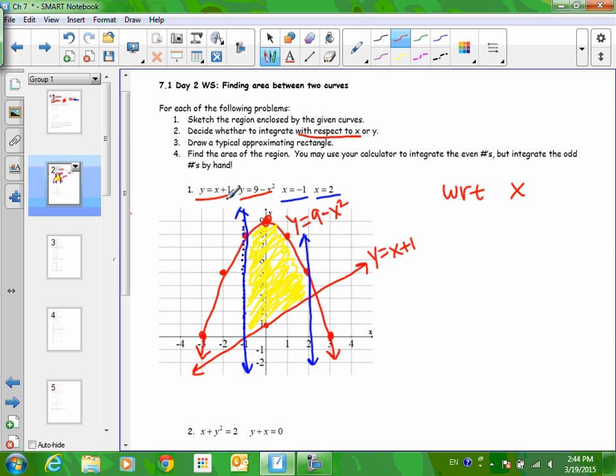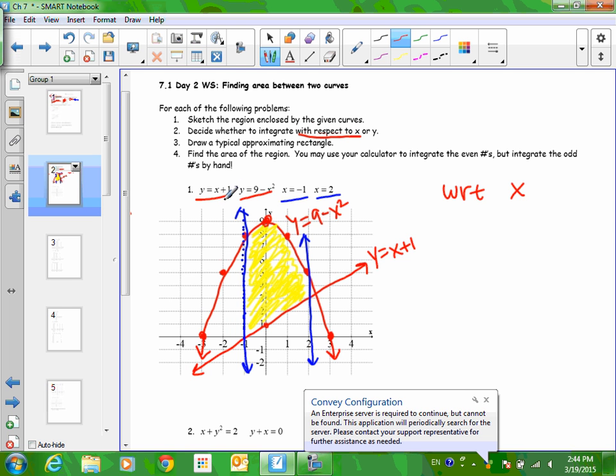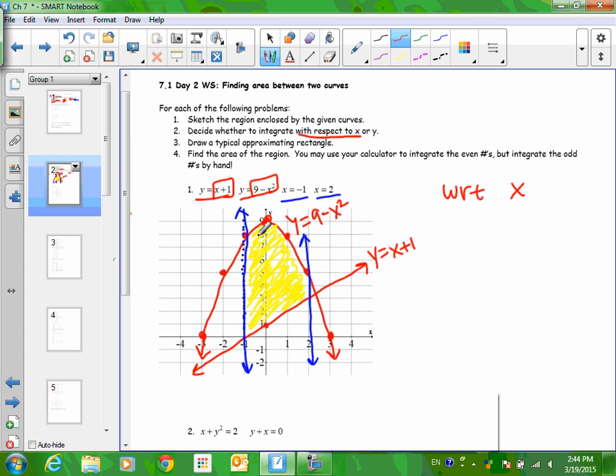The real reason I know it's with respect to x, because I know how to do more than what you guys know how to do, is see those equations? They're in terms of x. That's how I know it's with respect to x. If these were equations like x equals y squared, that would be with respect to y. Okay? Then it says to draw a typical approximating rectangle.